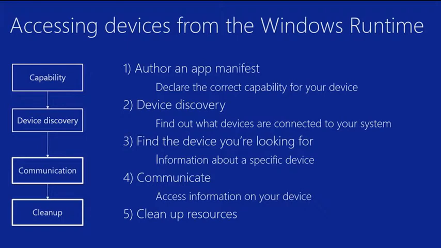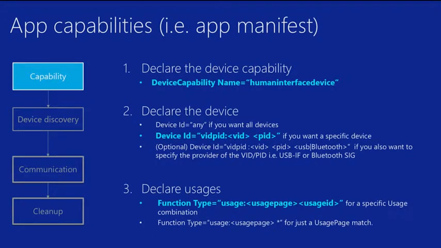Next, we need to obviously find and instantiate the device that we're interested in, which means there is some means of discovery. We'll go into that a little bit. So once we have the device, obviously, we want to open it, talk to it, and communicate with it, which is communication. And finally, when we're all done, there is cleanup. So let's go into the capabilities first.